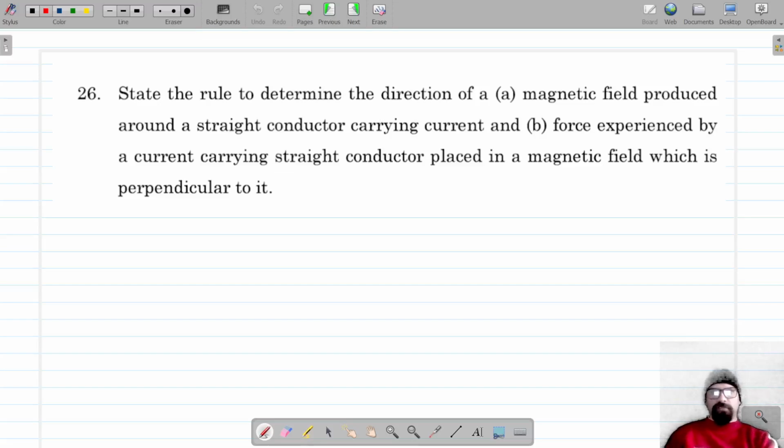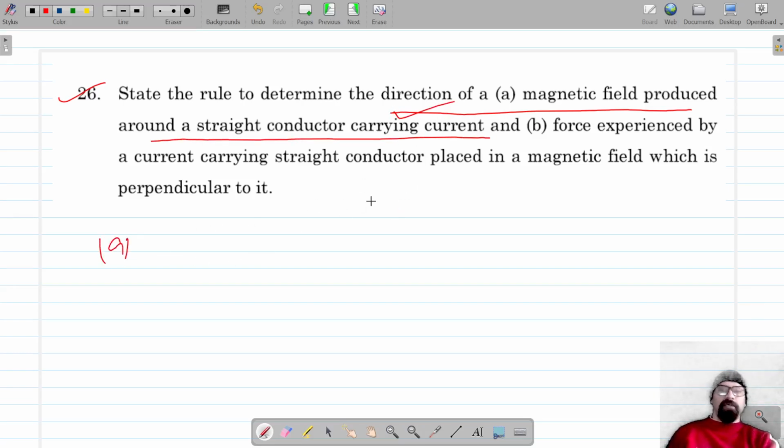Okay, for the next question, which is question number 26, we have to state the rule to determine the direction of magnetic field produced around a straight current carrying conductor. So this is part A, and the rule is the right hand thumb rule.